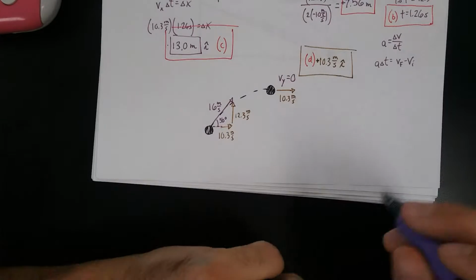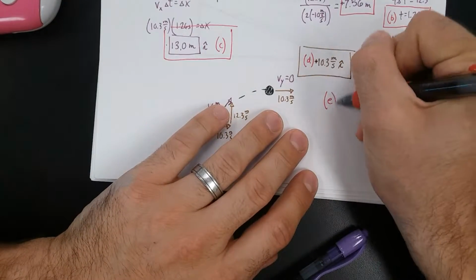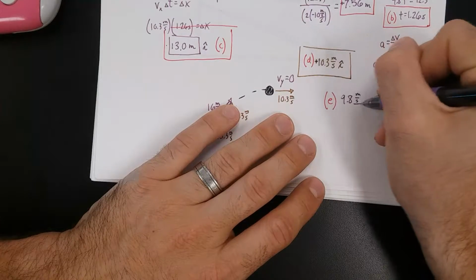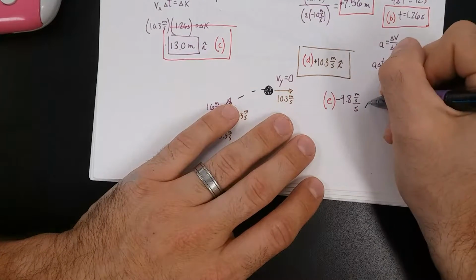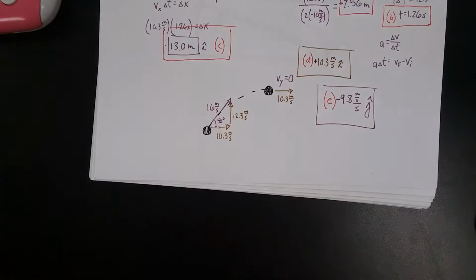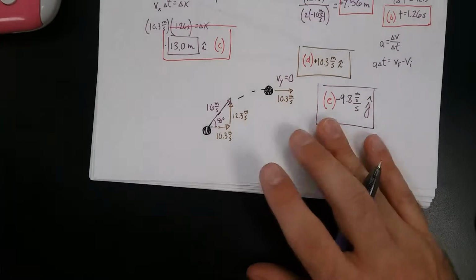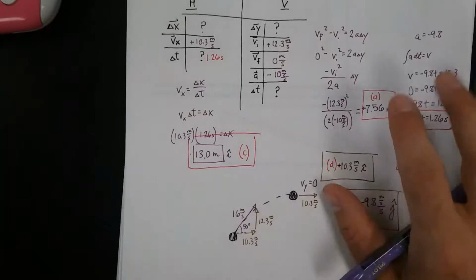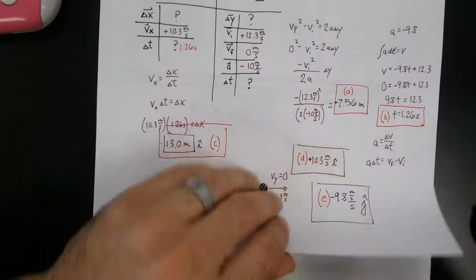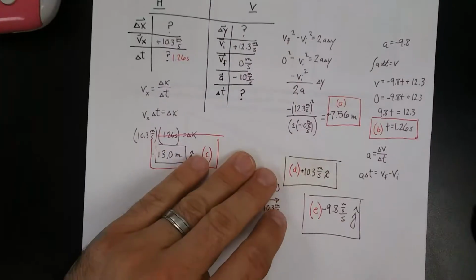And E, what is the acceleration of the marble at its highest point? Well, up there it is certainly still accelerating. That is 9.8 meters per second per second. You could say negative j, because that is 9.8 meters per second squared towards Earth. That is still our acceleration. It is still just the force of gravity acting on this marble. So those are the answers to A, B, C, D, and E. A really good problem working through this projectile. But wait, there's more.